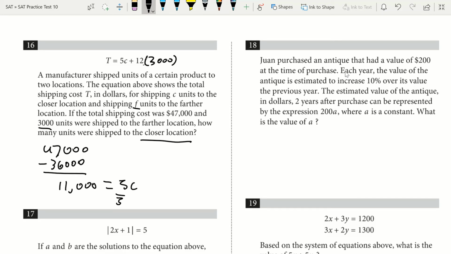I divide each side by 5. And I know that C then has to equal 2,200. I know that because 5 times 2,000 gives me 10,000, and then 5 times 200 gets me another 1,000 on top of that to get to that 11,000. So my answer there is going to be 2,200.